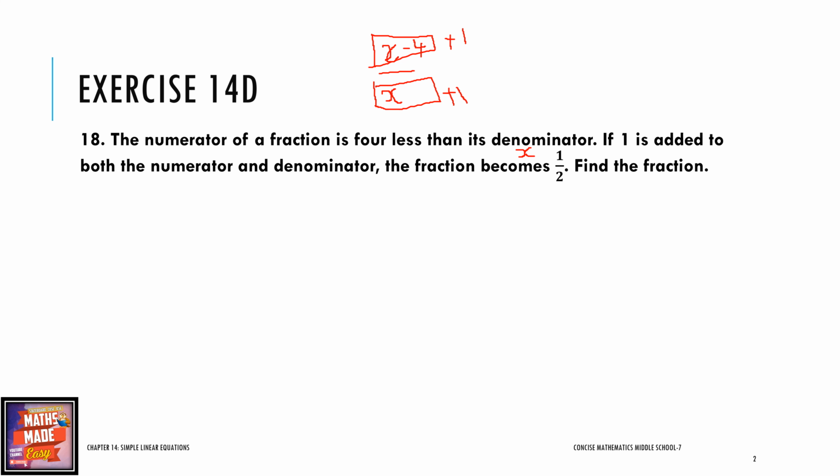That means when you add plus 1 to the numerator as well as the denominator, the answer you get is 1 by 2. I hope it's clear. And we need to find this fraction. So to get this fraction, you need to find the value of x. If you get the x value, then you can substitute it in the places, get the numerator as well as the denominator, and you will get the answer, right?